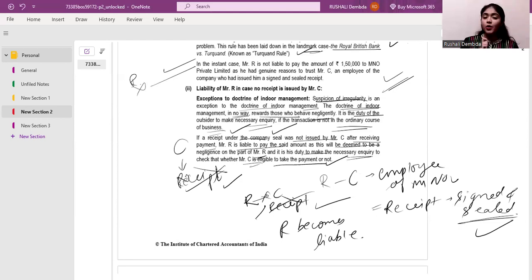Okay, so this is how you present your answers for the questions. I hope you have understood how we have to go. Three key things you have to always remember: the provision, then the facts of the case and how they are related with the question and provision, and your conclusion.